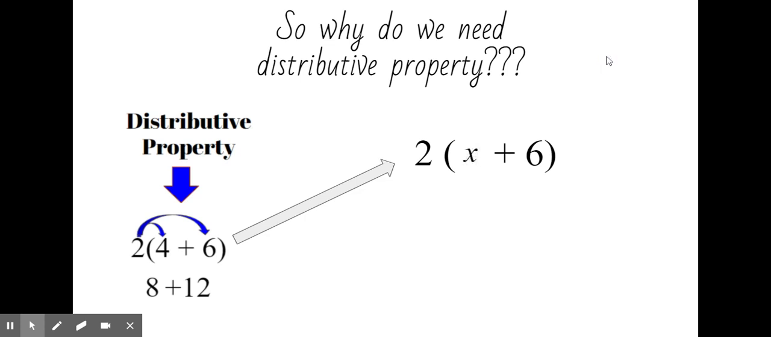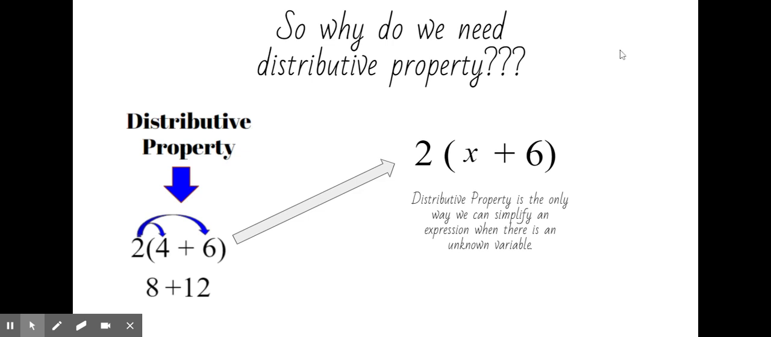But what if the 4 were an x? Now could you use order of operations? Could you add the x and 6 together? No, you couldn't because they're not like terms. So in cases like this, the distributive property is the only way in which we can simplify an expression when there's an unknown variable. And by simplifying, we will get rid of the parentheses by applying the distributive property. So let's give this a try.